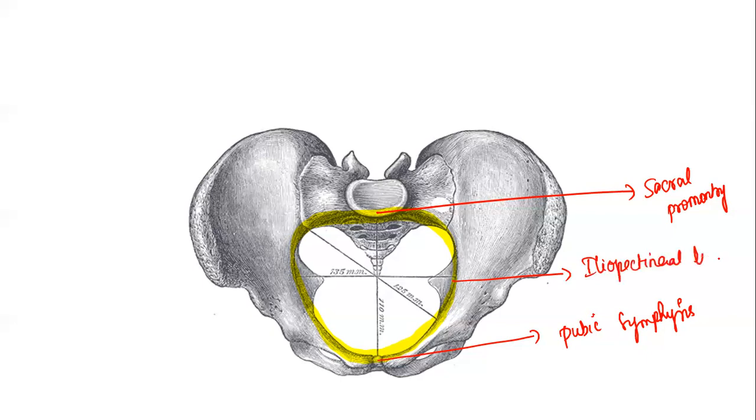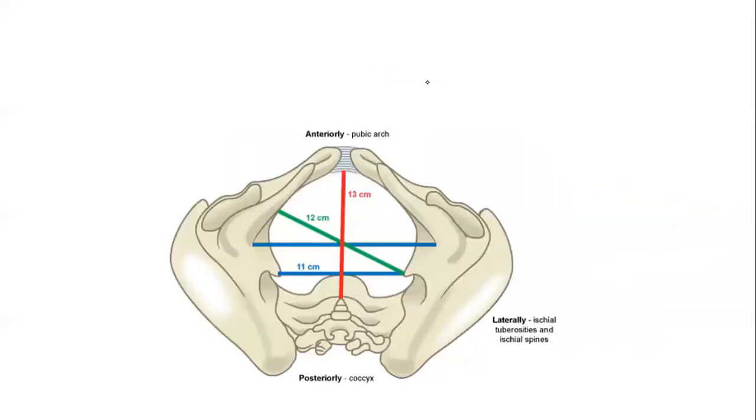Yes, iliopectineal line. So anteriorly the pubic symphysis, posteriorly the sacral promontory, and on the lateral sides I have got the iliopectineal line. So this is the boundary of the pelvic inlet. This is not our perineum, right? This is the pelvic region. Yes, this is our pelvic outlet, that is your perineum.